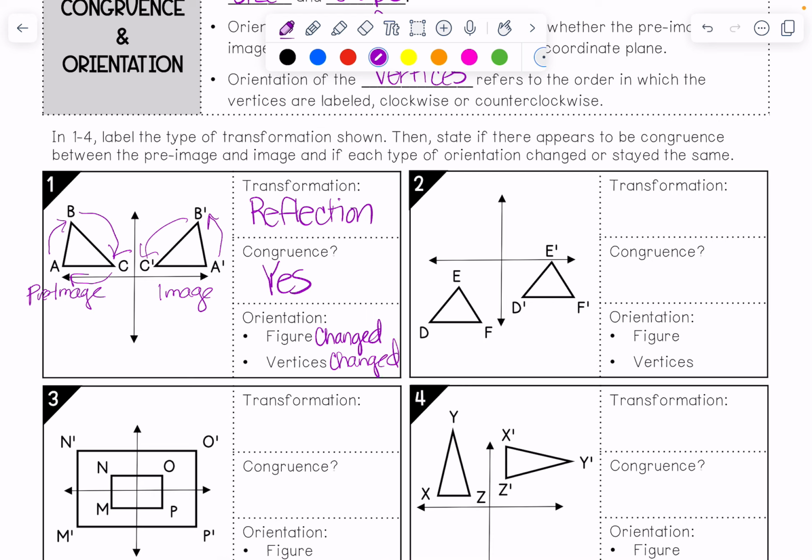On this one, when we look at our pre-image to the image, notice this is more like a slide. So this is going to be a translation. SL for slide. Both figures are still congruent, so the same size and shape. And then the orientation of the figure is the same. Okay, so it's facing the same direction still, and the orientation of the vertices is also the same.